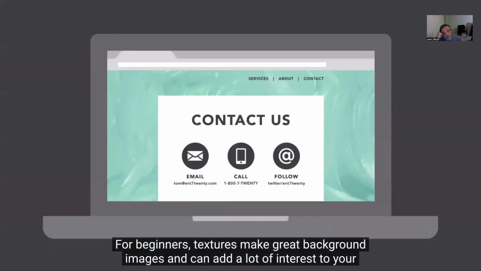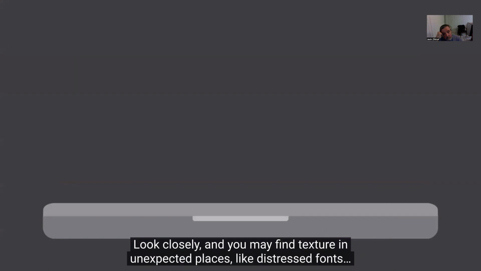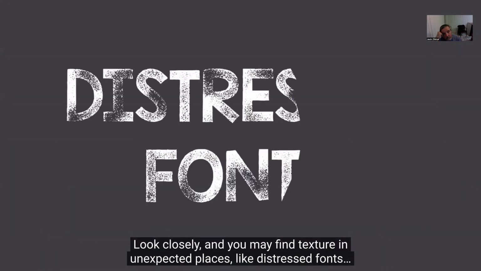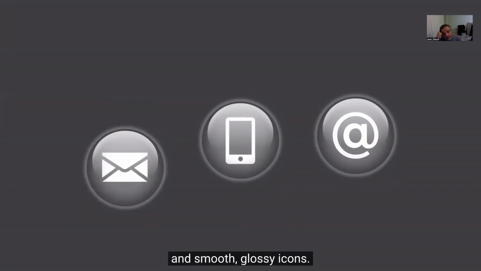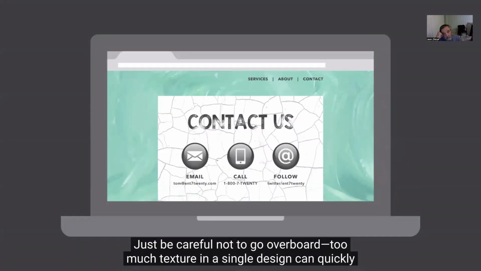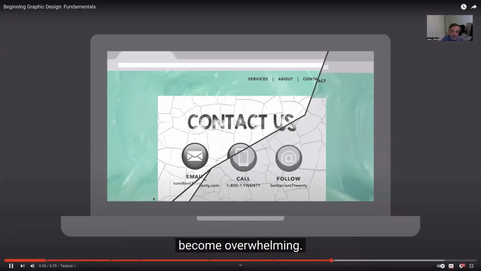For beginners, textures make great background images and can add a lot of interest to your work. Look closely, and you may find texture in unexpected places, like distressed fonts and smooth, glossy icons. Just be careful not to go overboard. Too much texture in a single design can quickly become overwhelming.